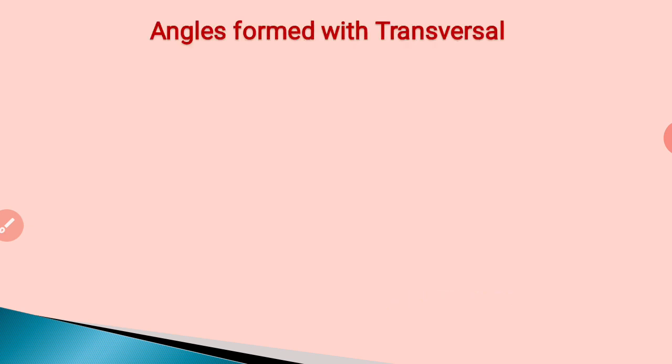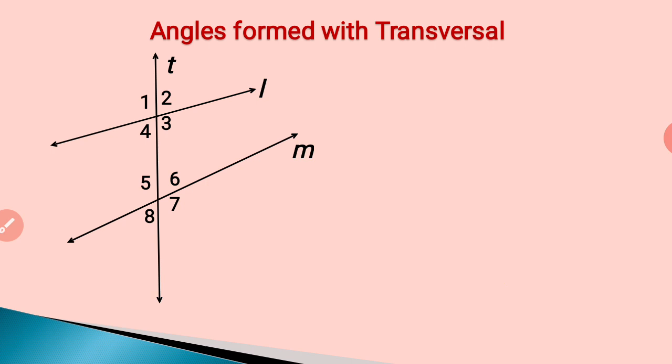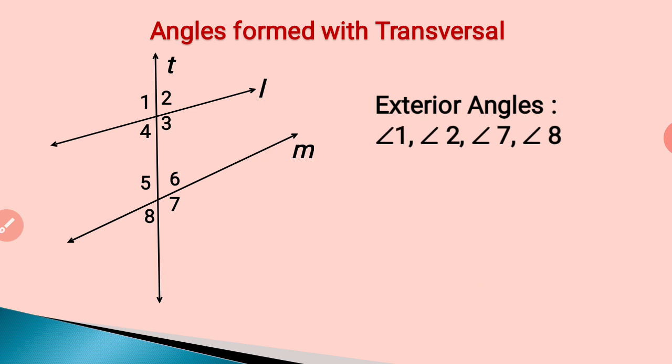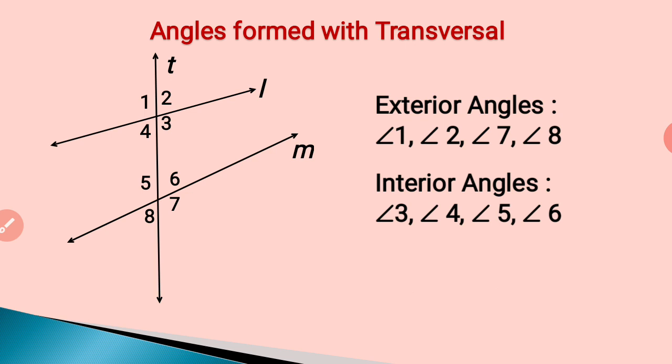Now angles formed with transversals. There are various types of angles with various pairs of angles, and then we'll learn about their properties also. First, let us discuss the pairs of angles. Before I start directly with the pairs of angles, let us try to understand what exterior and interior angles are. When I say exterior angles, I mean they are outside the 2 lines L and M. So, angles 1, 2, 7 and 8 are exterior angles. When I talk about interior angles, I mean they are between the 2 lines L and M. So, angles 3, 4, 5 and 6 are interior angles.